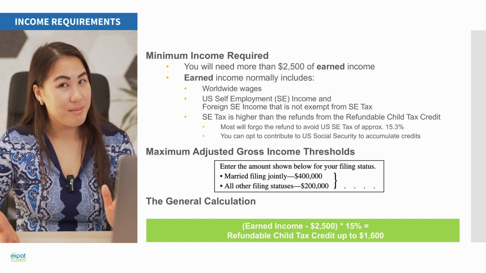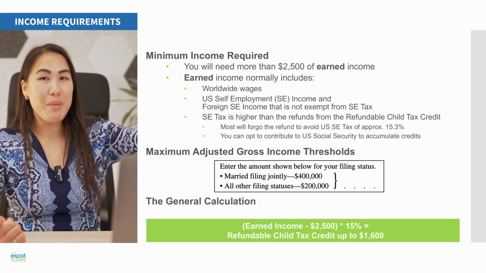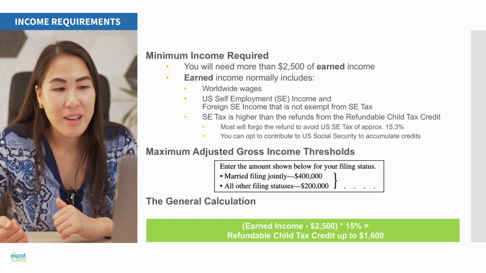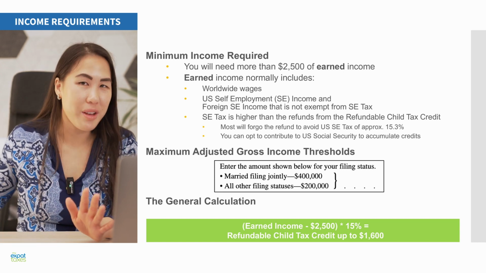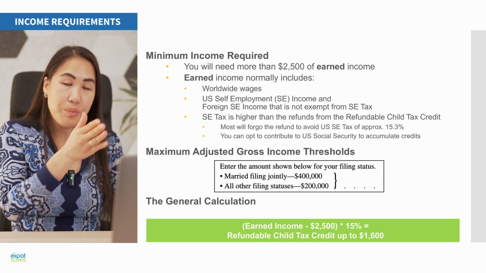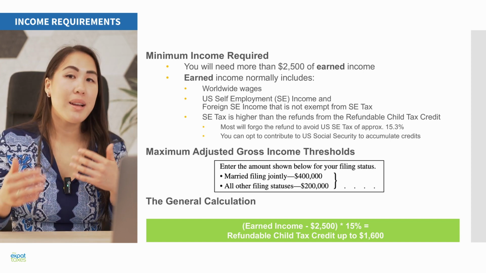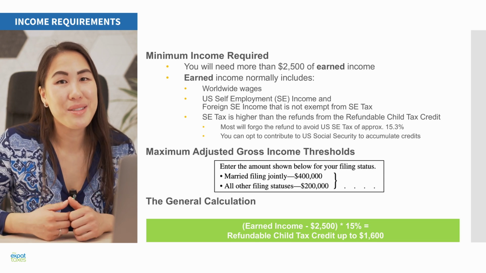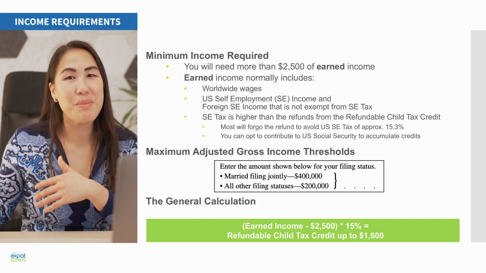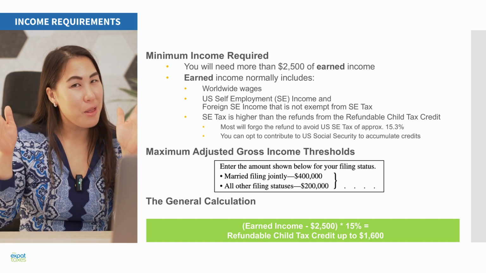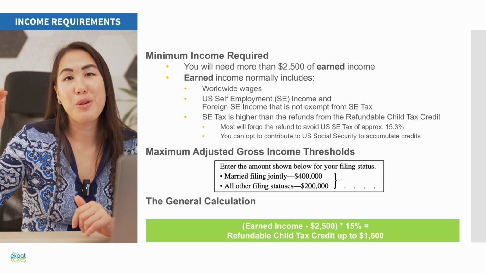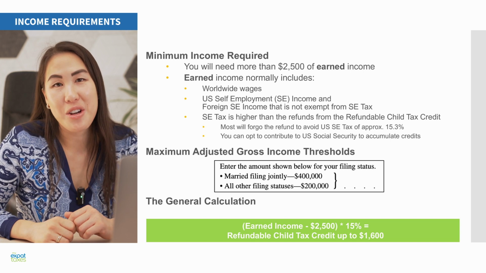But for the rest of us, if you are over the minimum income threshold and under the maximum, you are potentially eligible for this refund. There's a couple other things to talk about, but you're potentially eligible for the refund, which is your earned income minus that minimum income threshold of $2,500 times 15%. Again, you can hear it in my voice, fellow parent of small children, and up to the refundable child tax credit of $1,600 per child.